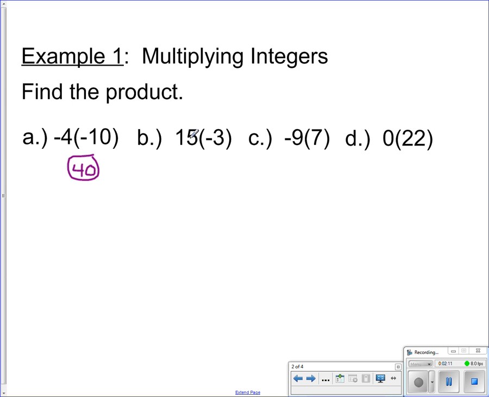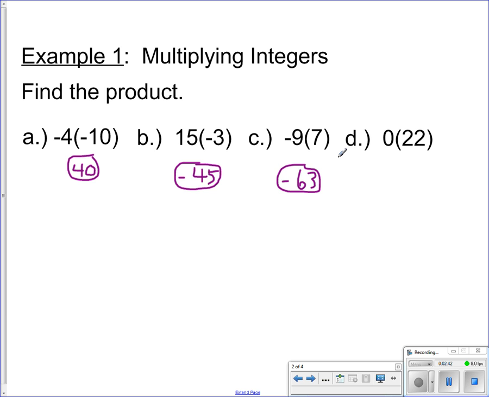For b, I'm going to multiply 15 times negative 3. So first I do 15 times 3, and that is 45. Then I have to decide if it's positive or negative. I have one positive and one negative. That's different signs. Different is negative. So that's going to be negative 45. For c, I have negative 9 times 7. 9 times 7 is 63. They're different signs. One is negative, one is positive. So that's going to be negative 63.